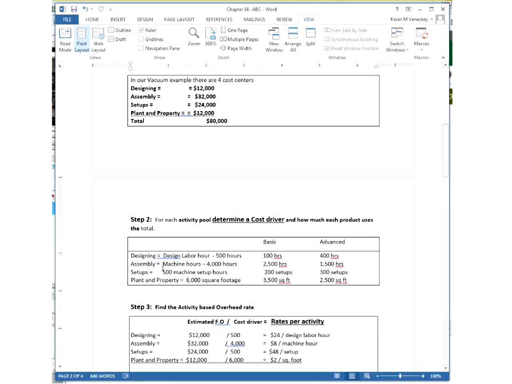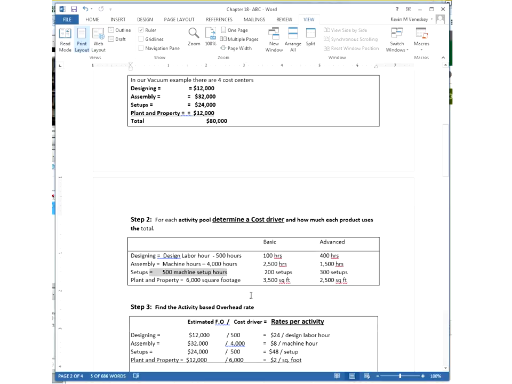So our design labor guys should have more costs go to them in the advanced because they worked more on that. It wouldn't be fair to split it up evenly. Assembly, well, we make a lot more basic, so we're going to have more people making the basic, more hours. So out of the 4,000 hours total, this is how we had them divided up.